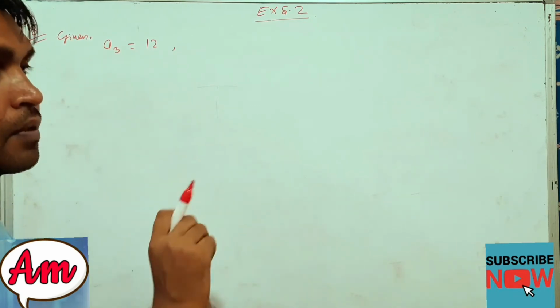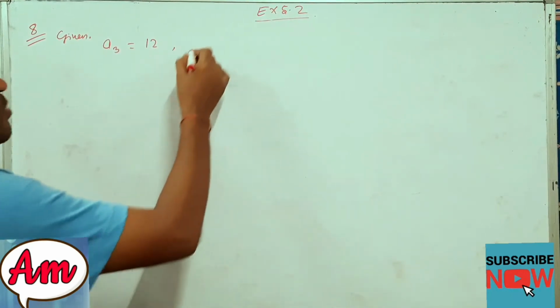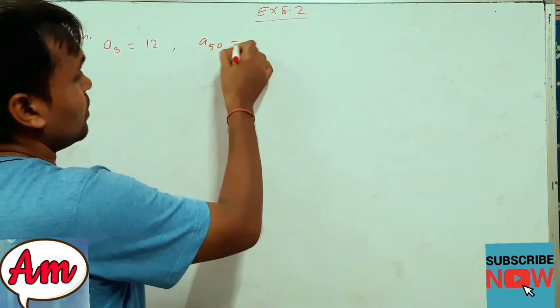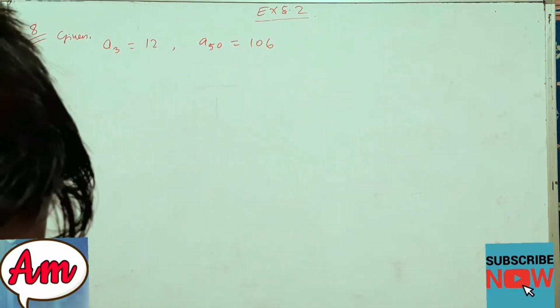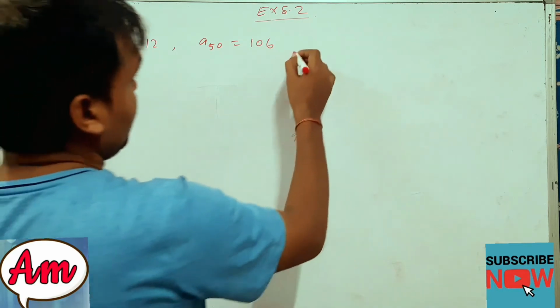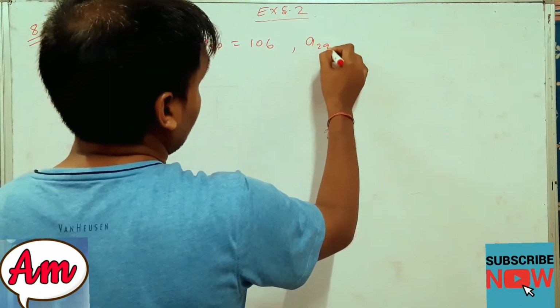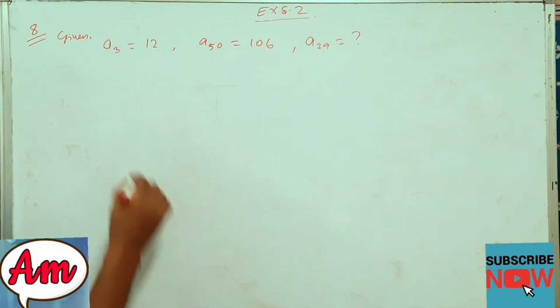Dear students, first of all they have said an AP consists of 50 terms. So the last term is A50 equals 106. Find the 29th term. So they are telling us to find the 29th term, A29. It is just like the previous questions.